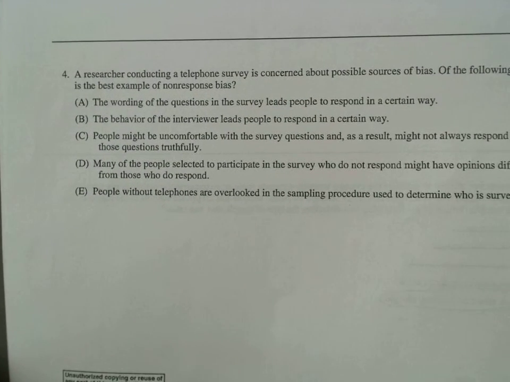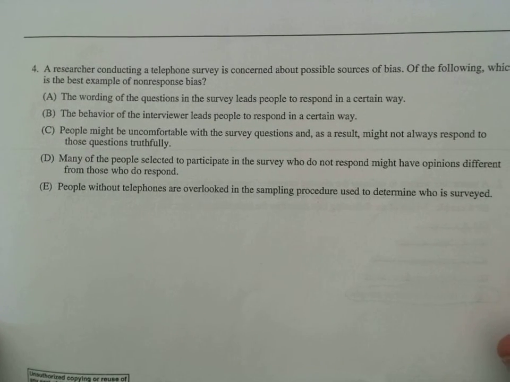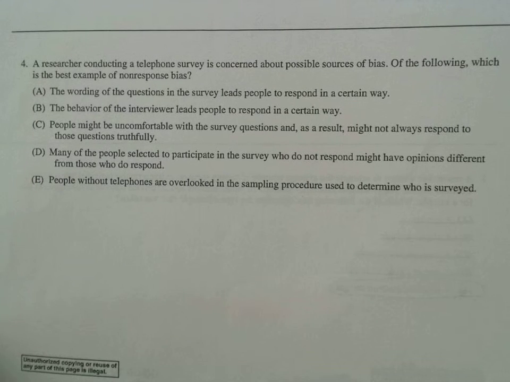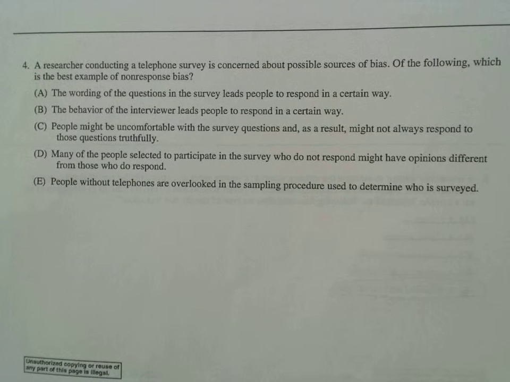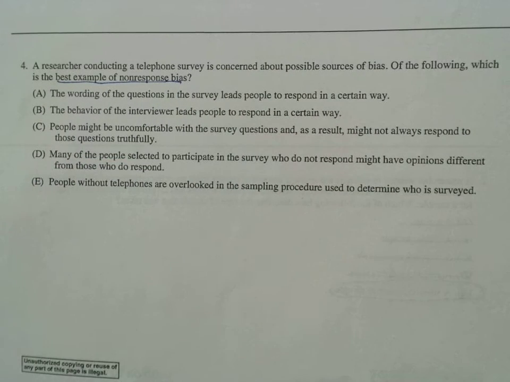Number 4. Now these are the types of questions on number 4 that are kind of a pain. You have to read them multiple times, and you have to really think about them. It says a researcher conducting a telephone survey is concerned about the possible sources of bias. Of the following, which is the best example of non-response bias? And this says best example, not just an example. So that's where it becomes more complicated.